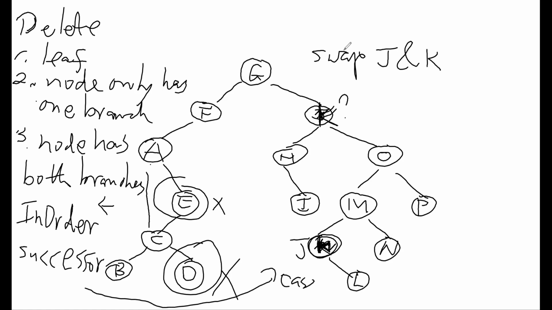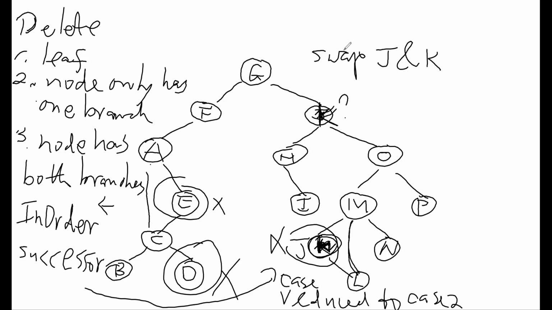So the case is reduced to case 2. The node has one branch, and if the node has one branch, we know it's quite simple. You just reconnect the parent node and the child node. So that's how the delete operation works, the algorithm that we discussed.